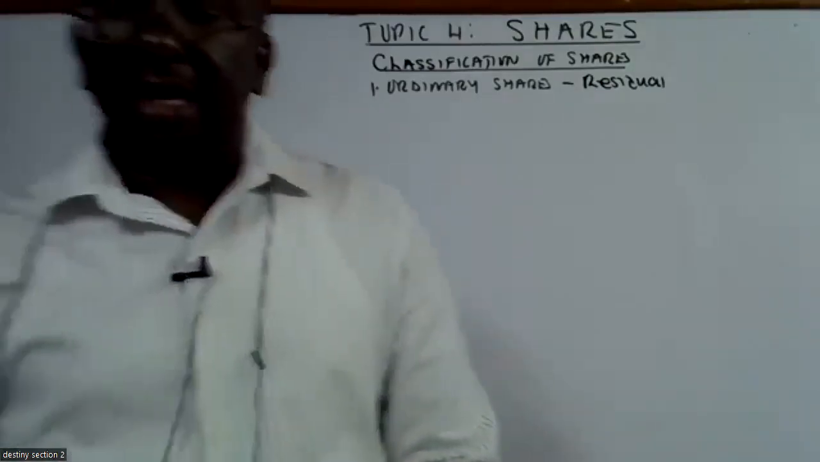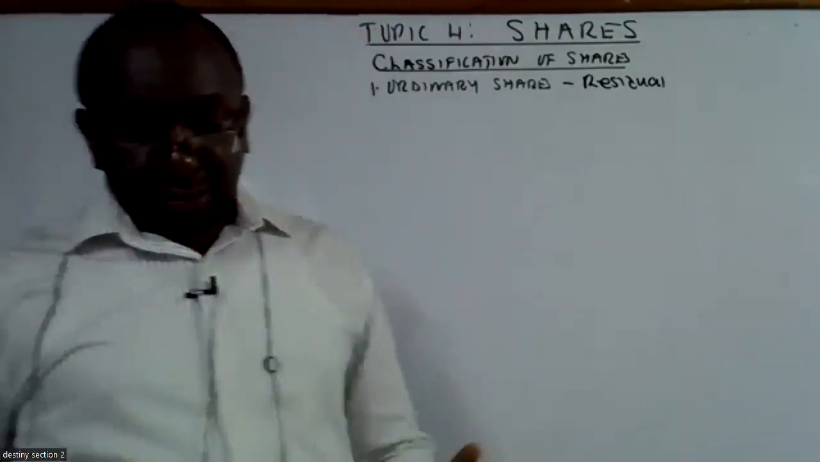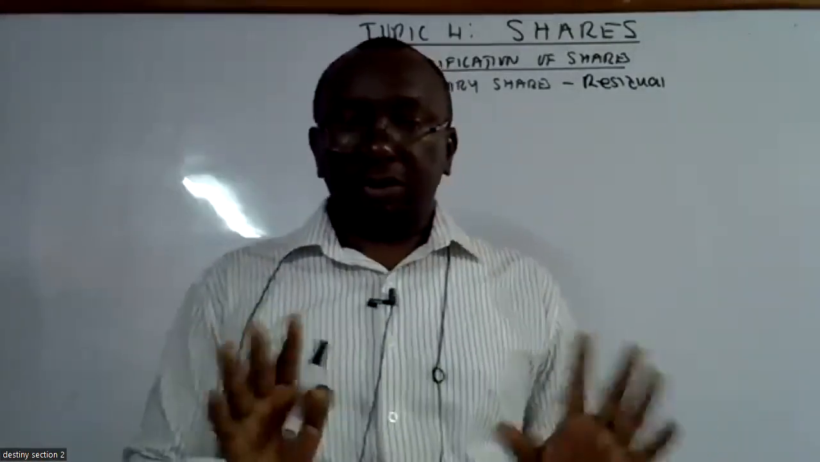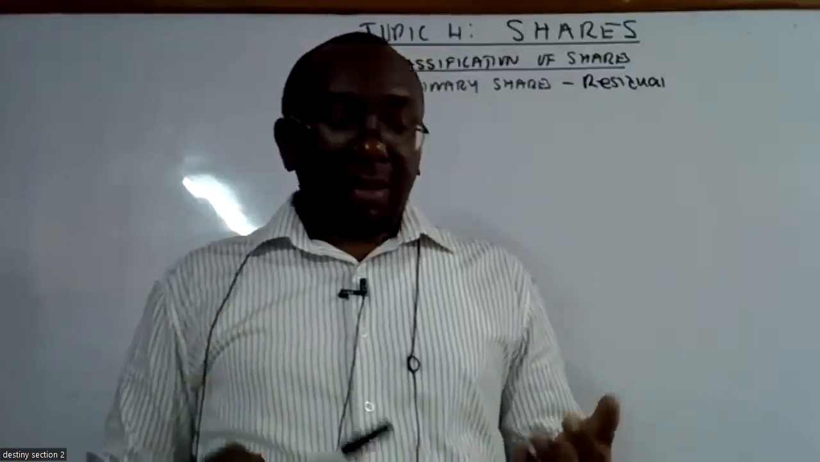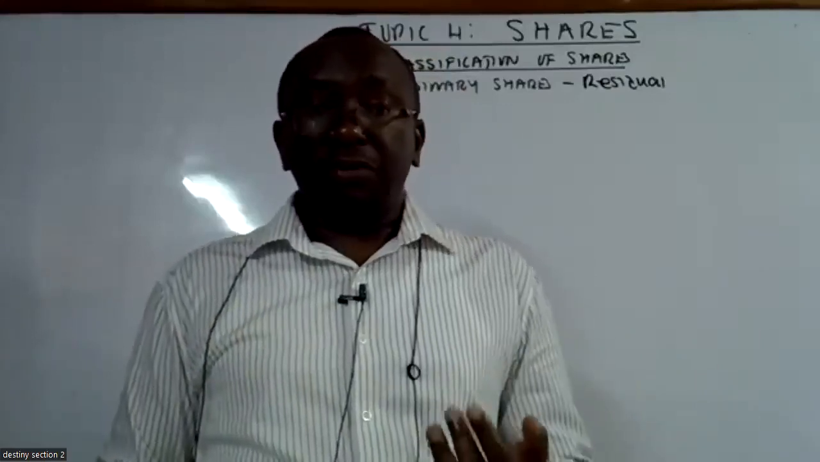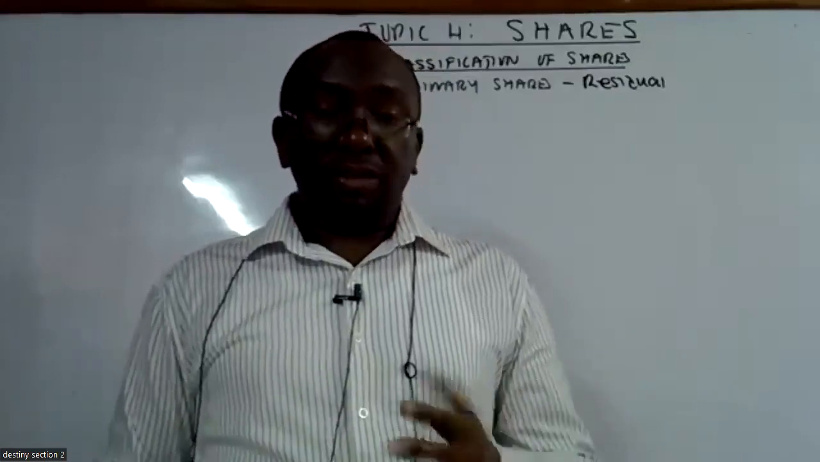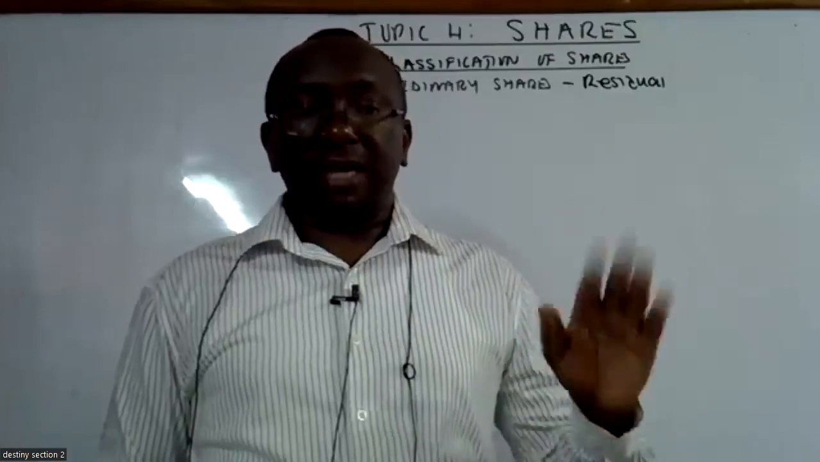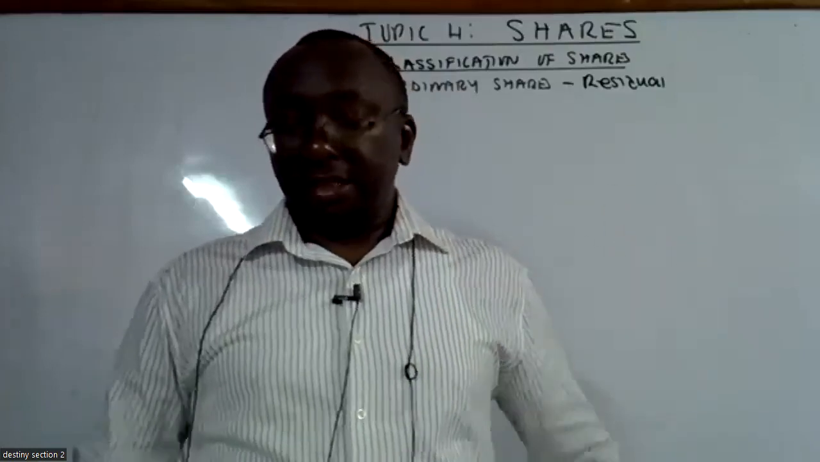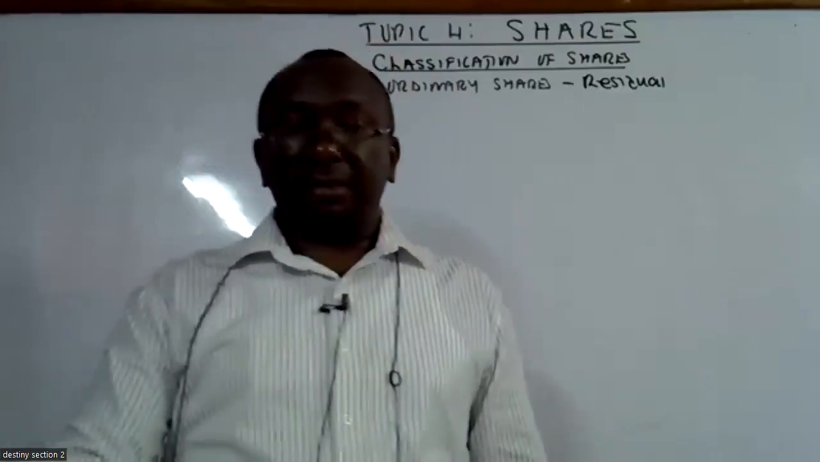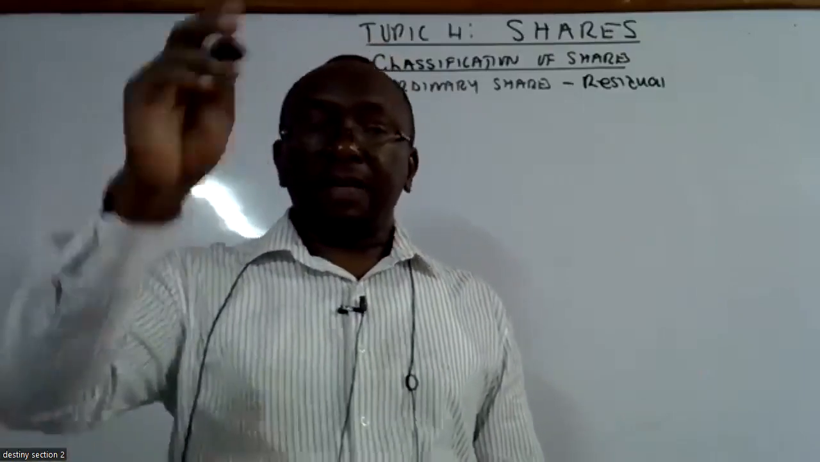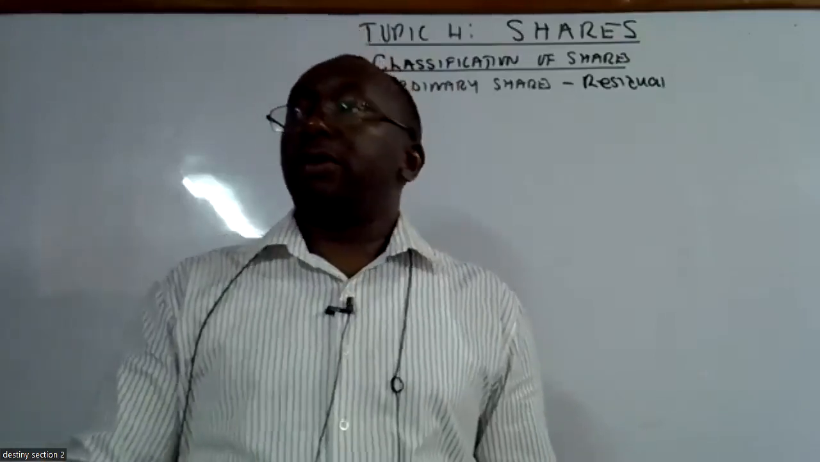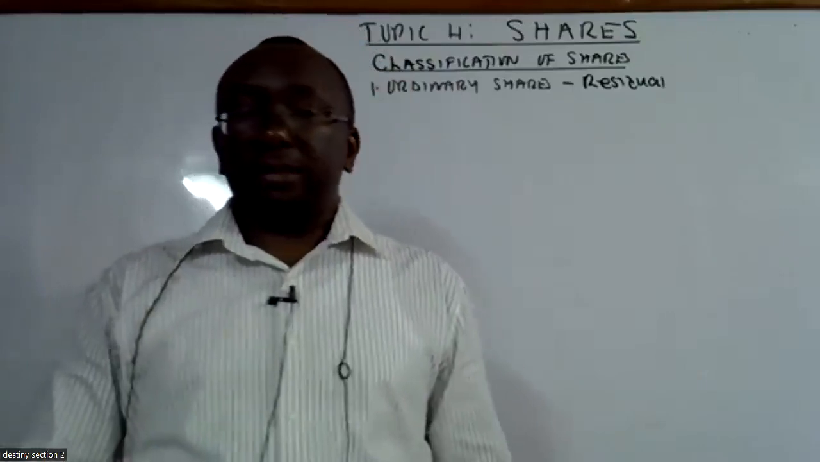So that is about the ordinary shares. We are saying that they have no special rights. They have no special treatment, but they have the voting. They are the ones who vote. Then they do not have a fixed rate of dividend. And we are saying they only get dividends after the preference shares have been paid. And this is because they represent the owners. The owners get a share after all the other persons have been given what they were supposed to be given. So they are called equity shares.